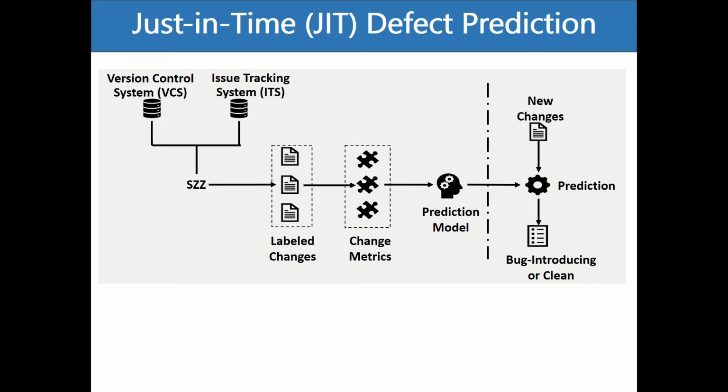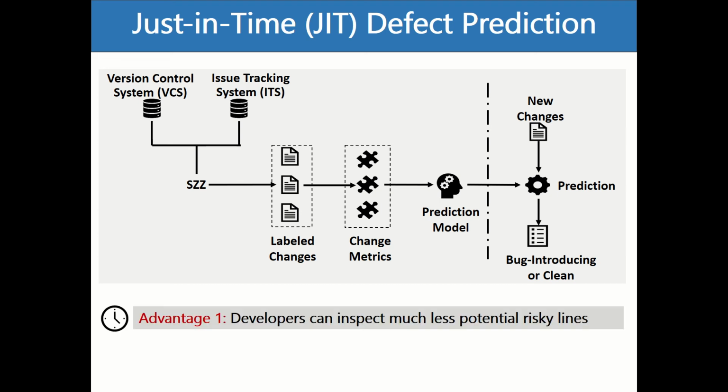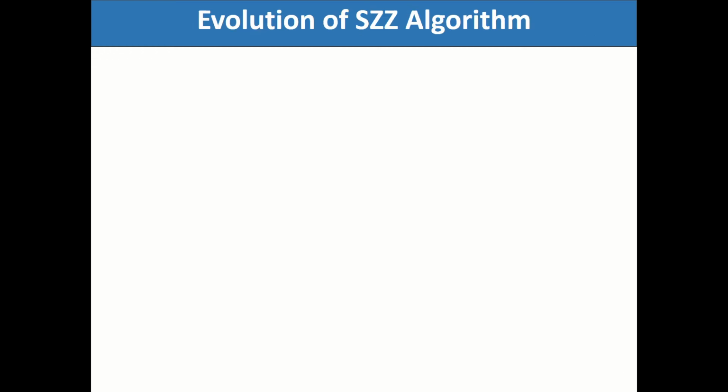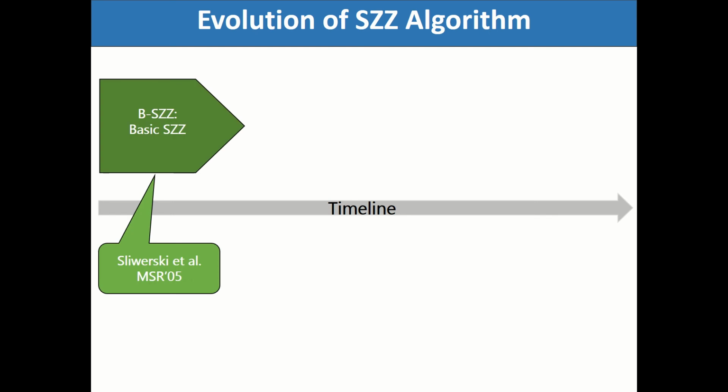In comparison to traditional defect prediction techniques that work with files or packages, JiT defect prediction can help developers inspect and mitigate potential risky lines when the modification context is still in the developer's mind. The SZZ algorithm generates labeled data for JiT defect prediction, and it is the advent of SZZ that enables such a line of work. The original and basic SZZ algorithm was proposed by Sliwerski et al.